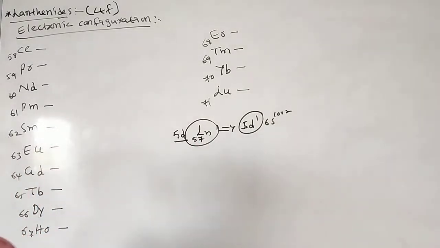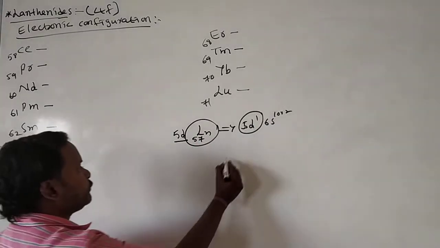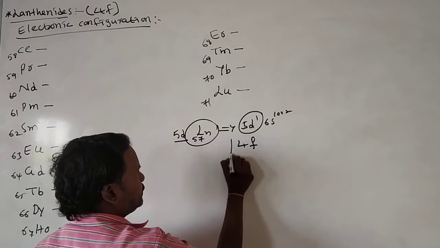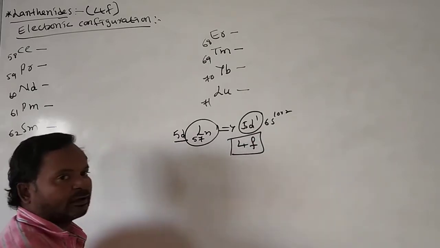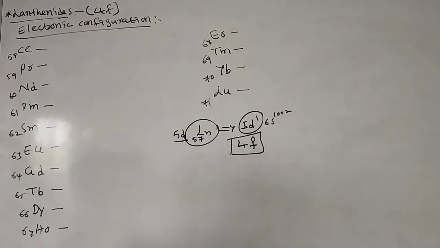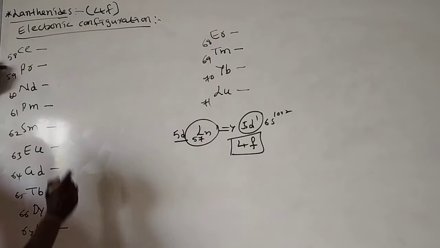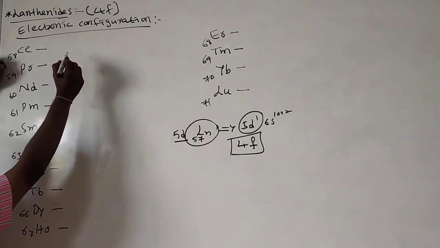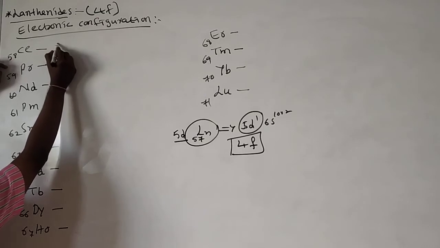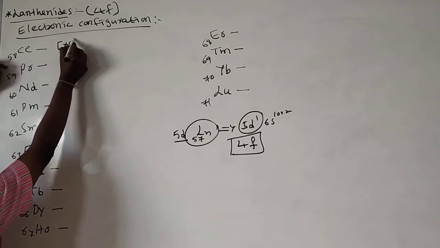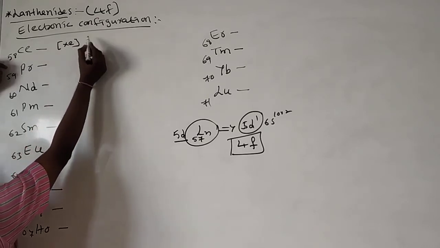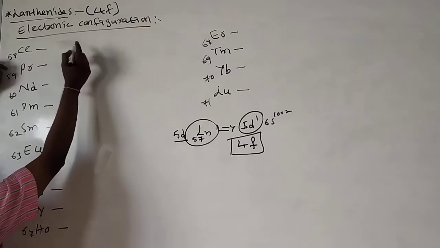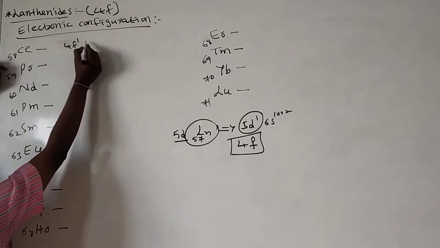After lanthanum, the electron enters the 4f orbital. So these elements we call 4f series elements. Cerium 58. Here I am writing the electronic configuration of this one. Here I take xenon, and I am writing only the outermost electronic configuration, 4f1.